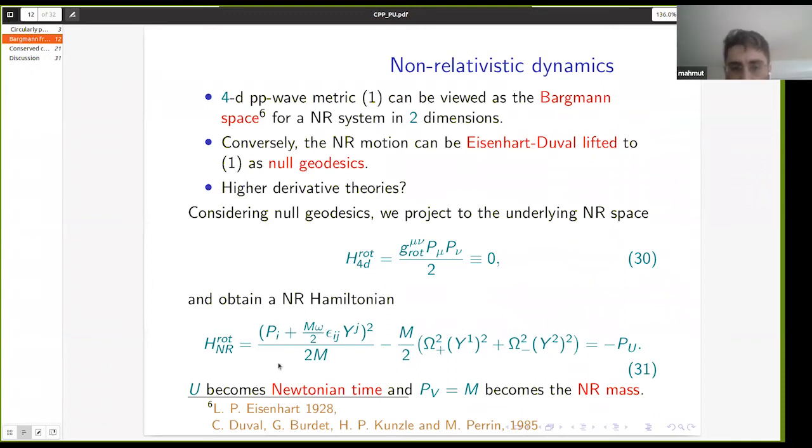Here you see that the coordinate u, which was a coordinate for the higher dimensional system, is interpreted as Newtonian time. And the p_v, which was a conserved momentum, becomes the non-relativistic mass. So this v coordinate is just decoupled, it goes away. u becomes Newtonian time. Therefore, previously you had a 4-dimensional space-time, now you have a 2-dimensional space-time, but the latter is non-relativistic. So this is the picture, okay?